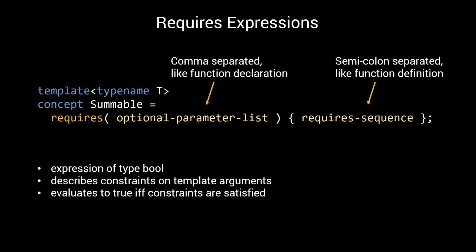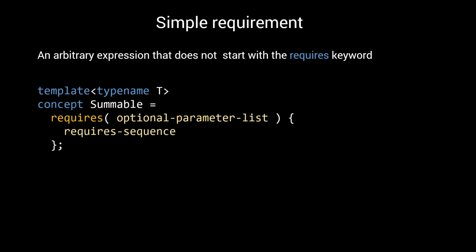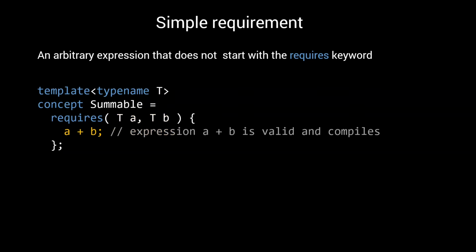So, let's make things a bit more concrete. There are four types of requirements which can be used in the requires expression. First, there's the simple requirement, which is any expression that does not start with the requires keyword. For our summable concept, we can use such a requirement by first specifying two parameters, just like in a normal function, that are based on the template argument. We'll call them A and B. Then, as a simple requirement, we specify that the expression A plus B should be valid.